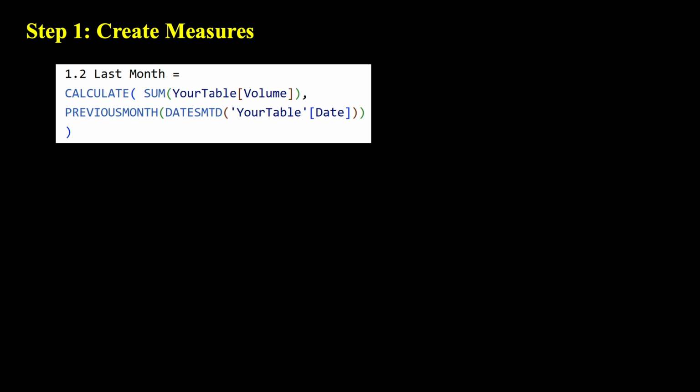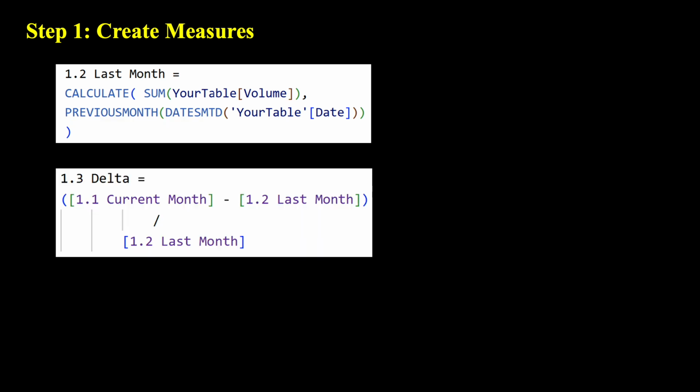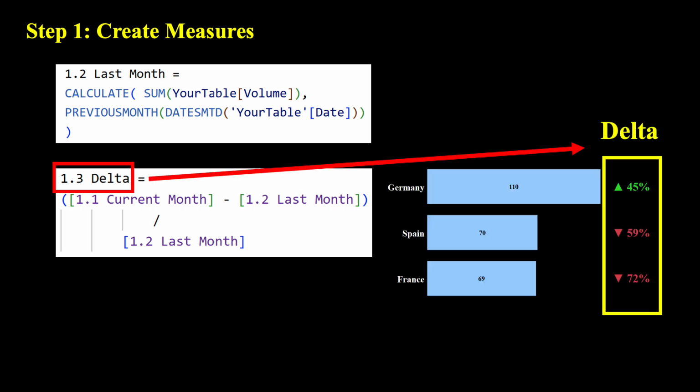And then we need to create another measure for last month using two functions here, PREVIOUSMONTH and DATESMTD. And then the third measure for delta, which is going to be the differential between current versus last month. And this delta will be used for the trend indicators in the bar chart.